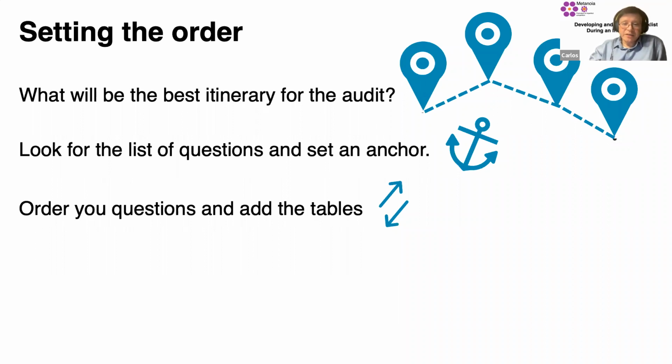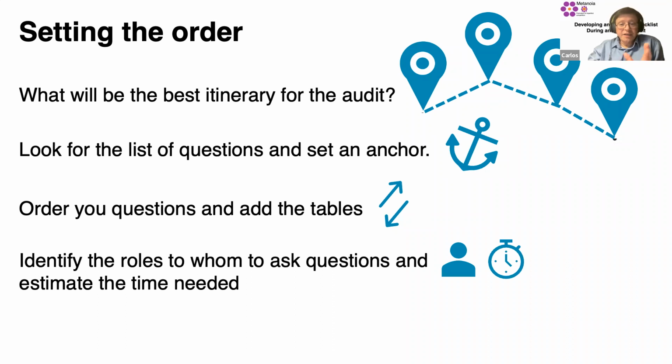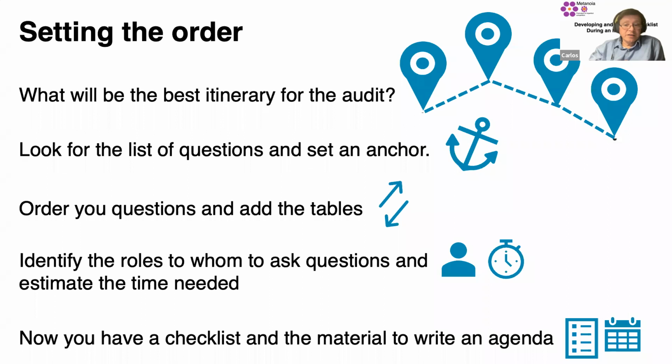Now, what comes next? Now you know the itinerary, you know what you want to ask, you know what you want to see or check, so you can estimate the time needed for each stage of the audit and with whom you want to interact with. Okay, so now you will have your checklist and the rationale for writing your audit agenda. So send it to the person or persons that need to know it. Okay, so now we will start the audit.